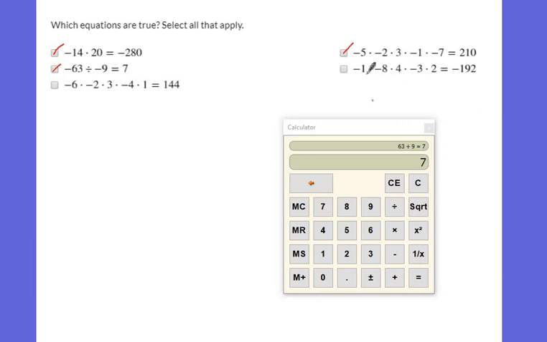Alright, check the negatives again. 1, 2, 3. 3 is odd, so this should be negative. So let's check the math. 1 times 8 is 8. 8 times 4 is 32. 32 times 3 is 96. 96 times 2 is 192, and we said the signs were good, so this would be checked as well for true.